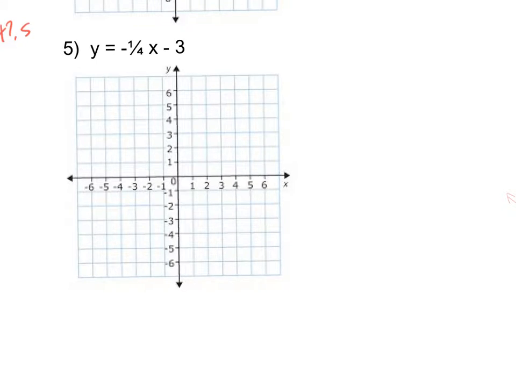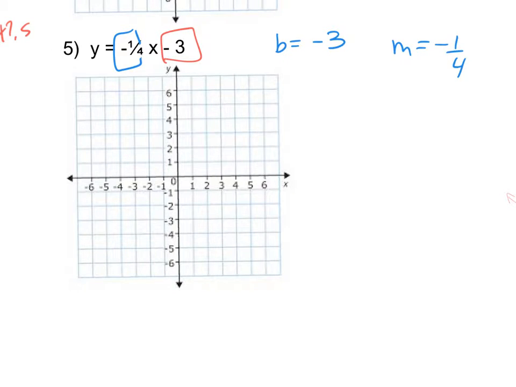So if I know it's y equals negative 1/4 x minus 3, what can I identify just by looking at that? The y-intercept is negative 3. The slope is m, negative 1/4. So the slope is negative 1/4, and the y-intercept is negative 3.